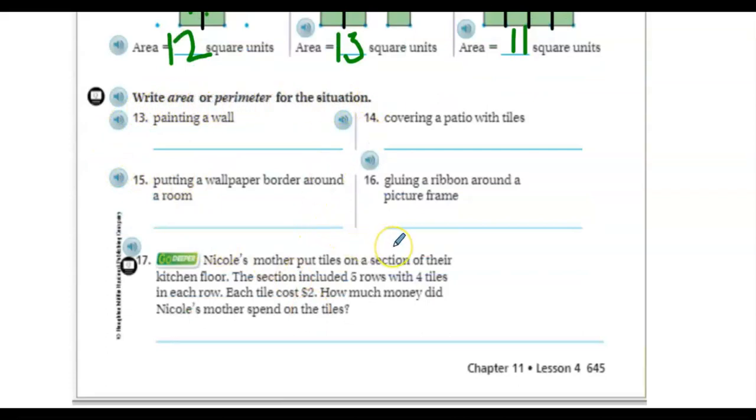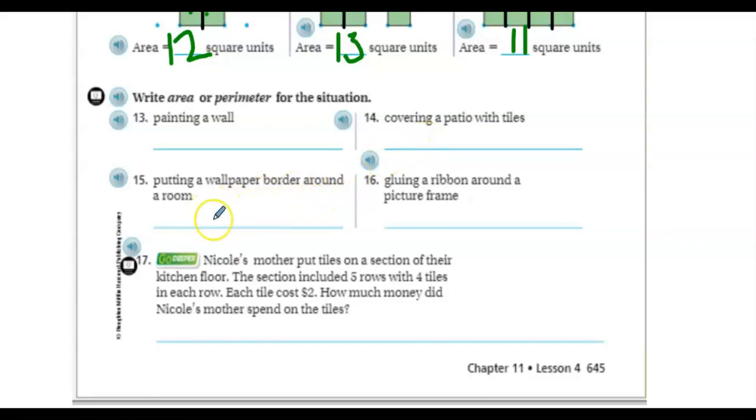All right, so down below, we had to write area and perimeter for the situation. So remember, we've been talking about if it's a fence line, that would be the perimeter. If it's something that's covering like an area rug or a rug, that would be area. So painting a wall would be like wallpaper or a fence. It goes on the outside, so that would be a perimeter. Covering a patio with tiles, that would be like covering the flooring. So that would be the area.